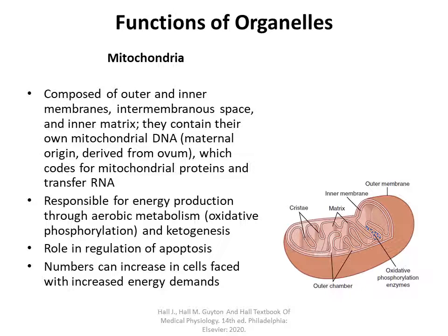This is important. It has a role in regulation of apoptosis, and mitochondrial number can increase in settings of increased energy demands. For example, in skeletal muscle cells. In people who are exercising or building muscle mass, the amount of mitochondria can increase.